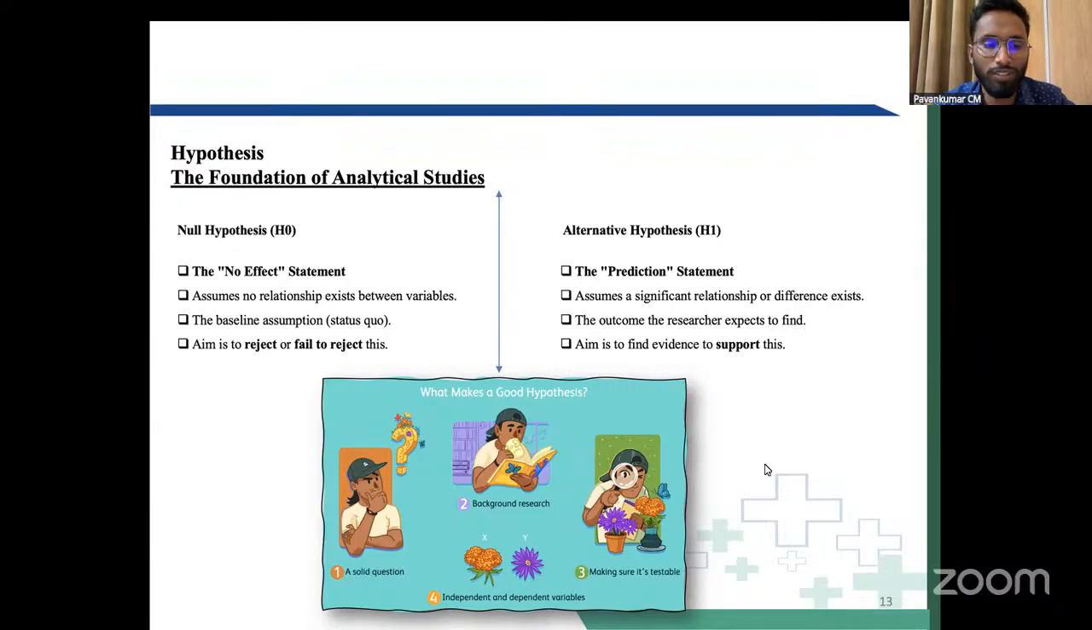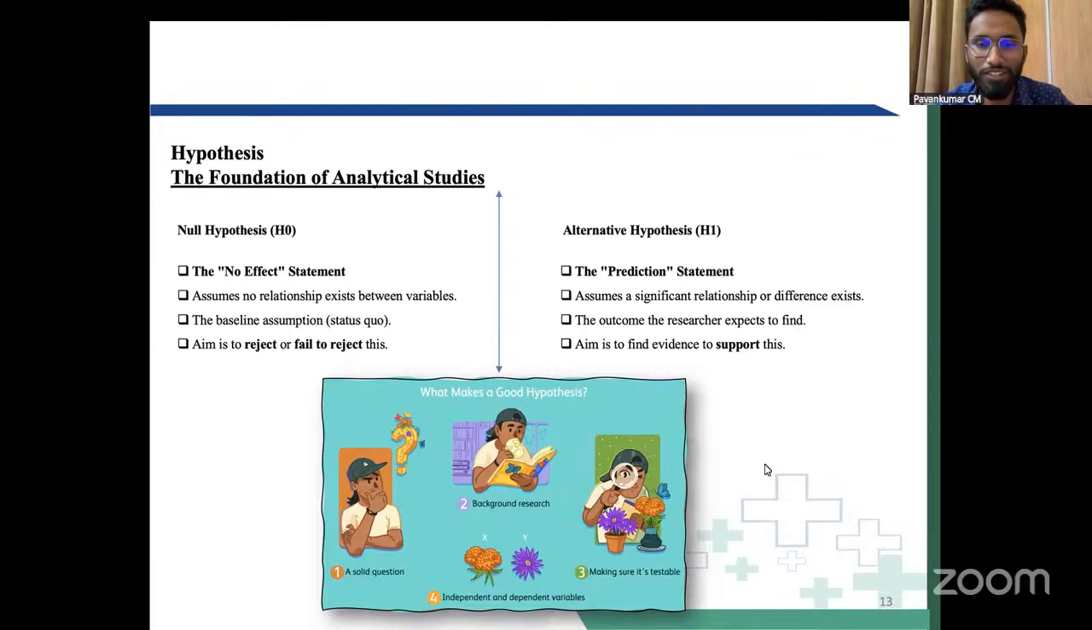This is the hypothesis that is actually tested statistically, and it aims to reject or fail to reject this. And coming to the alternate hypothesis, it assumes a significant relationship or difference exists. It is the outcome the researcher expects to find, and aims to find evidence to support this.